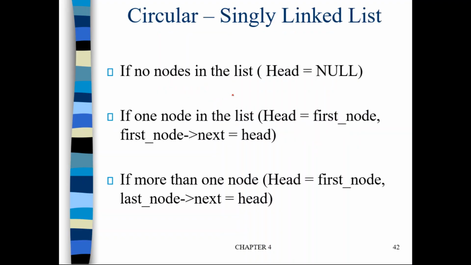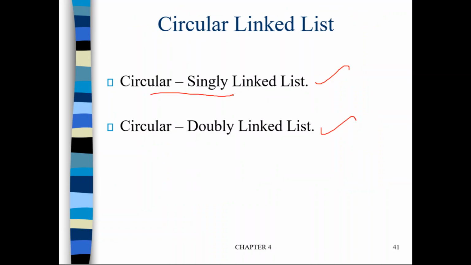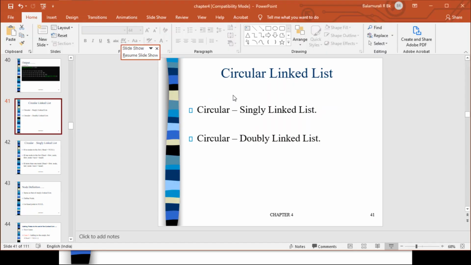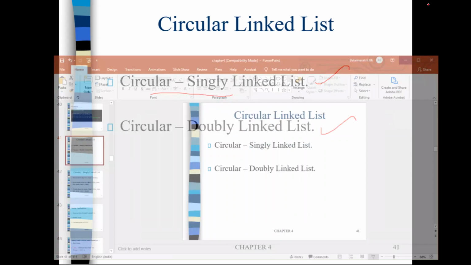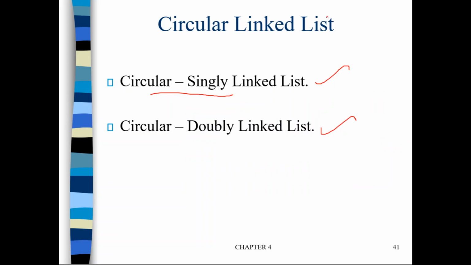So what is meant by a circular linked list? In case of singly linked list, the singly linked list is said to be circular if the last node is pointing to the first node. The singly linked list is said to be circular if the last node is pointing to the first node. Okay, so better I will show you through a diagram.